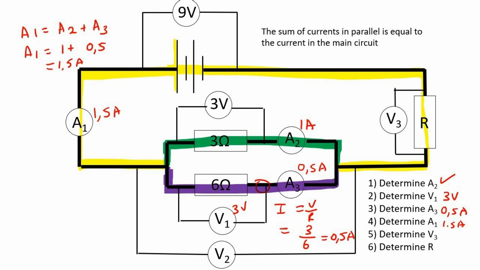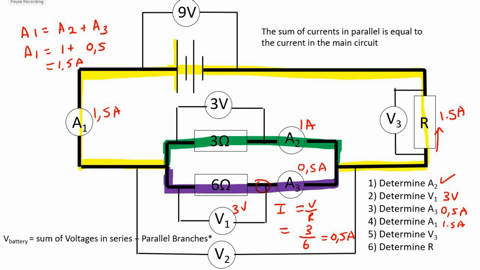The next one says determine V3. Okay, now we know the current going through here. The current going through here would be 1.5 amps because current in series is exactly the same. But the problem is we don't know this resistor. We don't have that resistor. So we're not going to be able to use I equals V over R or V equals I times R. That won't work.